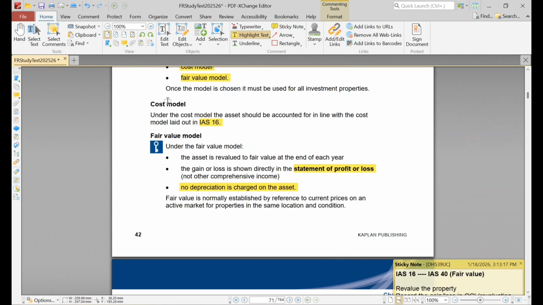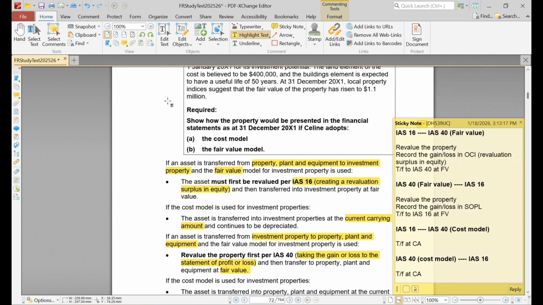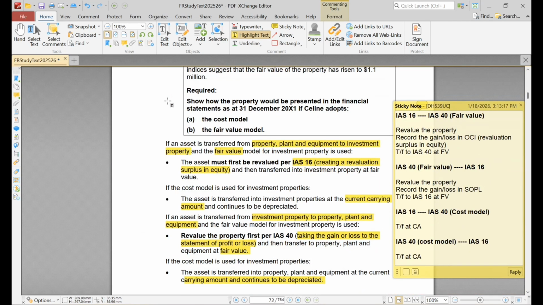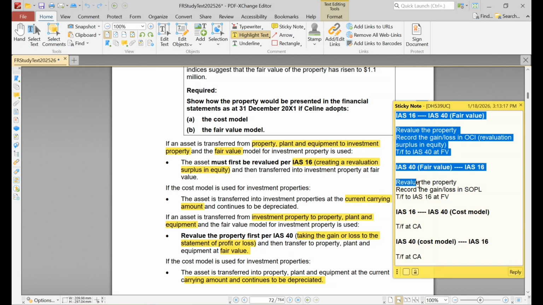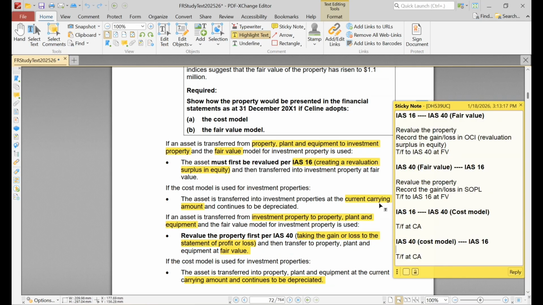And if the asset is transferred from IAS 16 to investment property or from investment property to IAS 16, then this method is followed. Just remember what model is used. If fair value model is followed, then this would be the case. If cost model is followed, then this would be the case. That's it.